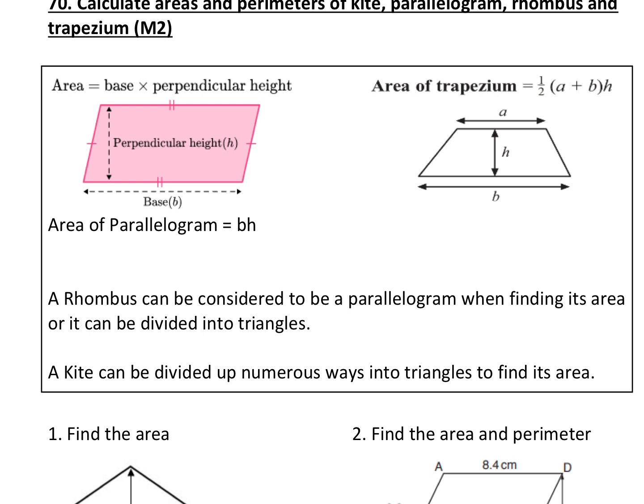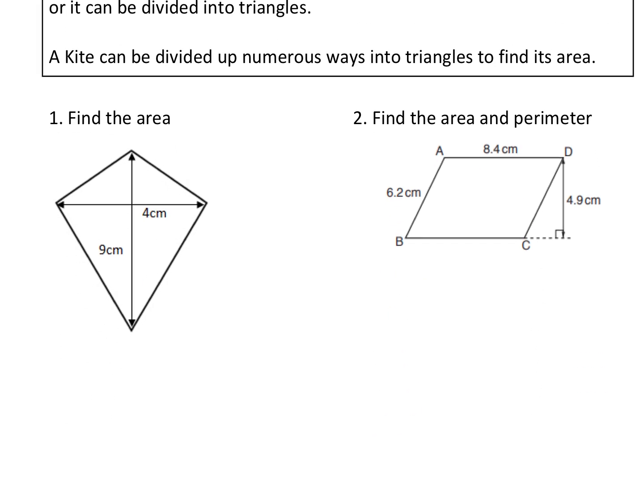If you're doing questions with a rhombus, it can be considered to be a parallelogram when finding its area, or it can be divided into triangles. A kite can be divided up in numerous ways into triangles to find its area. So in the first question here, we've got a kite.